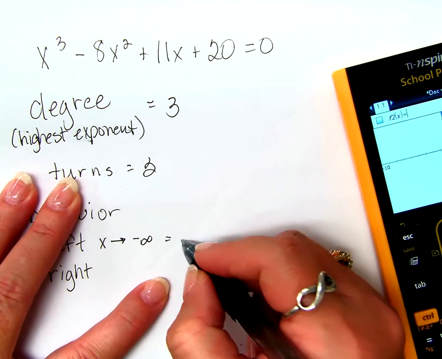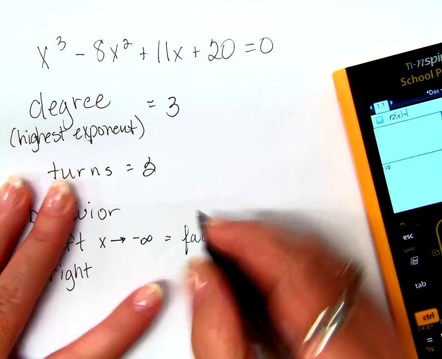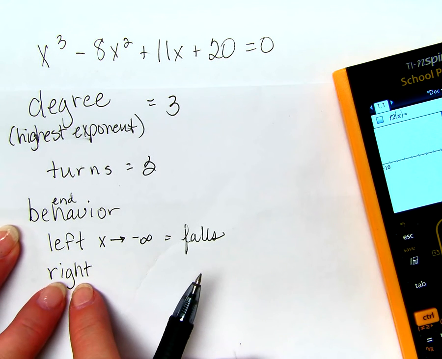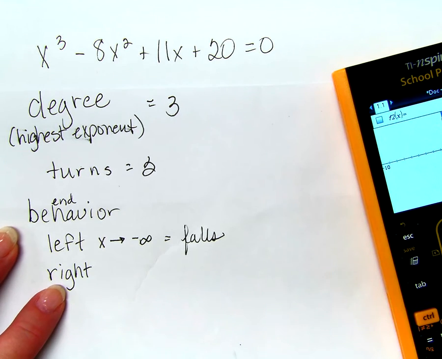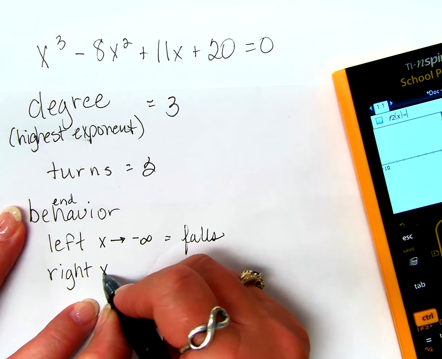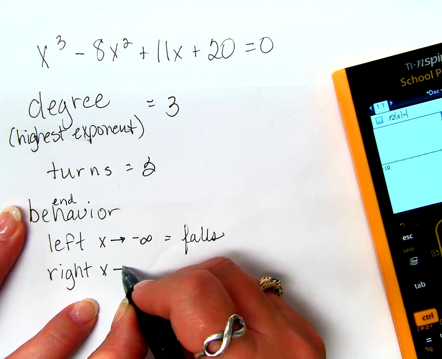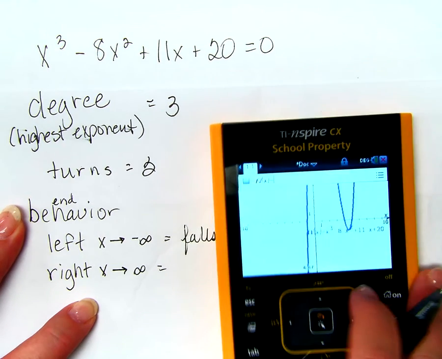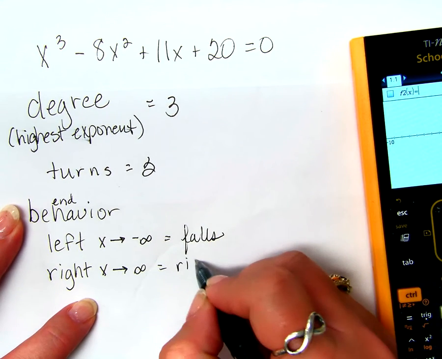It's falling. It falls. Okay? As x is going to negative infinity, it falls. How would we say it, if we're talking about to the right, how would we say that in math? As x goes to infinity. What's happening in this particular graph? It rises, okay?